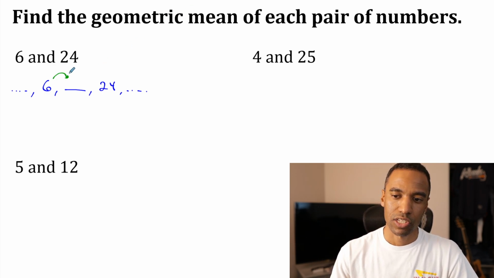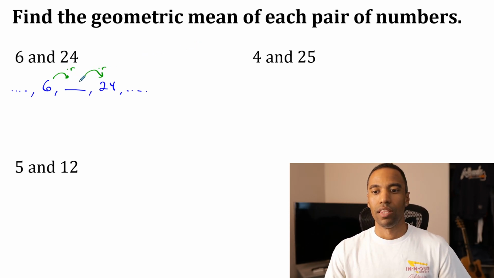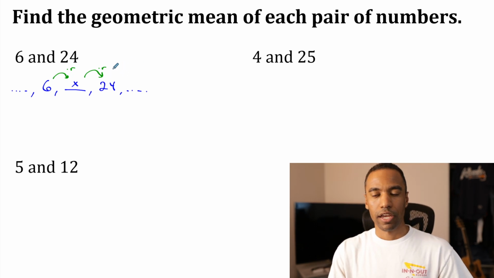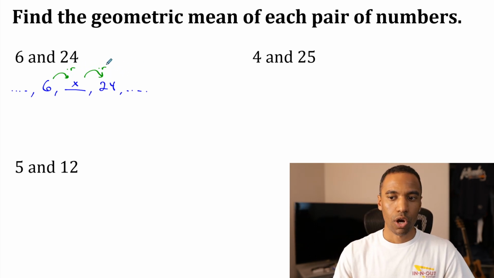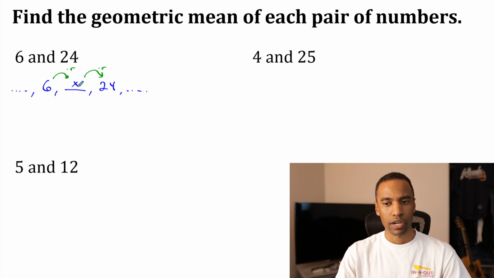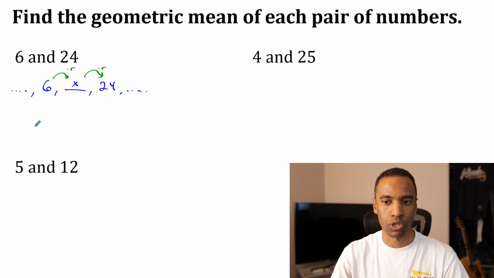I multiply 6 by some number to get this value, and then I multiply that number by the same common ratio to get that number. This is some unknown value, let's call it x. Okay, here's what's true. You might know what the answer is, that's great, but you won't for some of the other ones. So here's what's true, guys. I don't know what I'm multiplying by to get x, but I know I'm multiplying by the same thing to get 24. That means this is a consistent value right here.